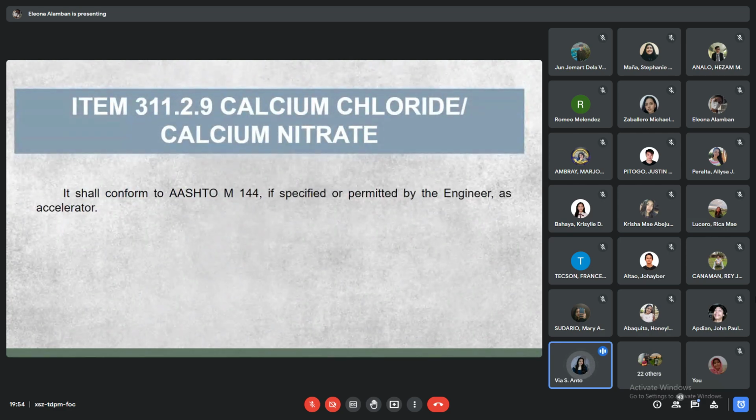So that is Item 311.2.9 for calcium chloride or calcium nitrate.